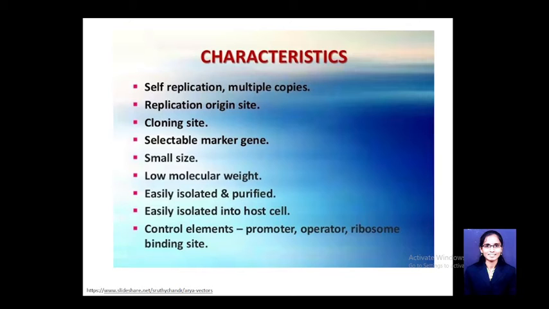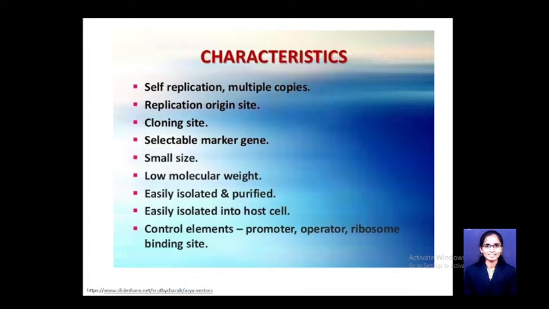Also, it should have the cloning site at which we can transfer our gene. It should have the selectable marker gene by using which we can screen in which host cell our recombinant vector is present and in which host cell it is absent. Obviously, it should be small in size so that we can handle it in a very careful manner. It should have a low molecular weight. It can be easily isolated from the host cell as well, and it can also be purified easily.